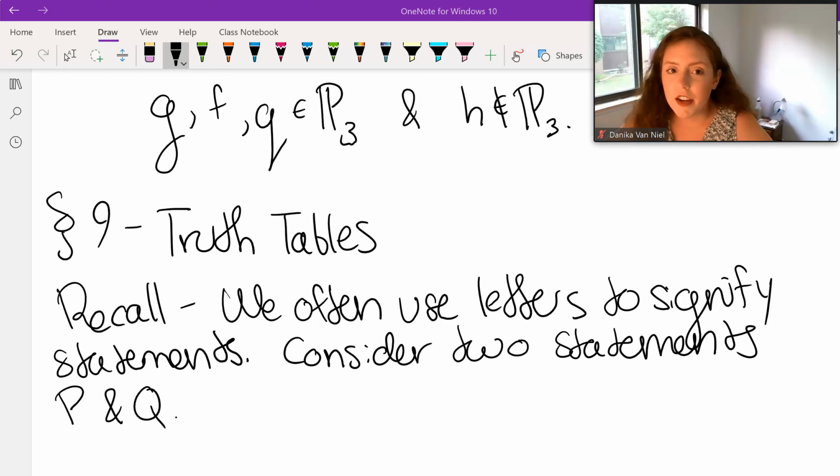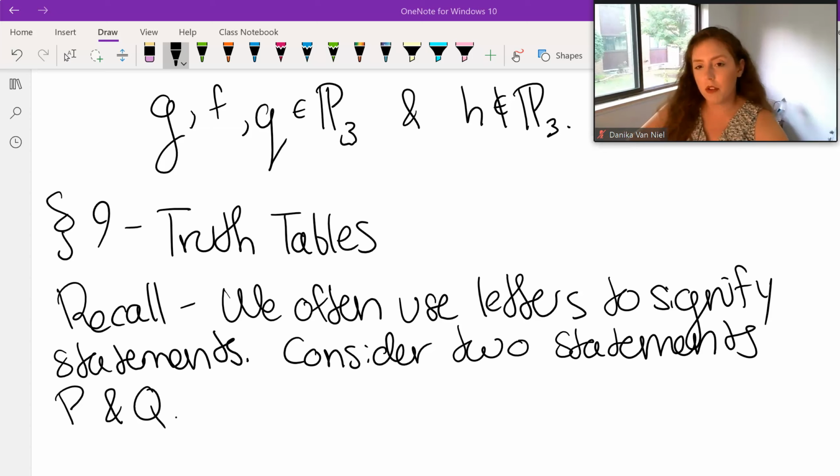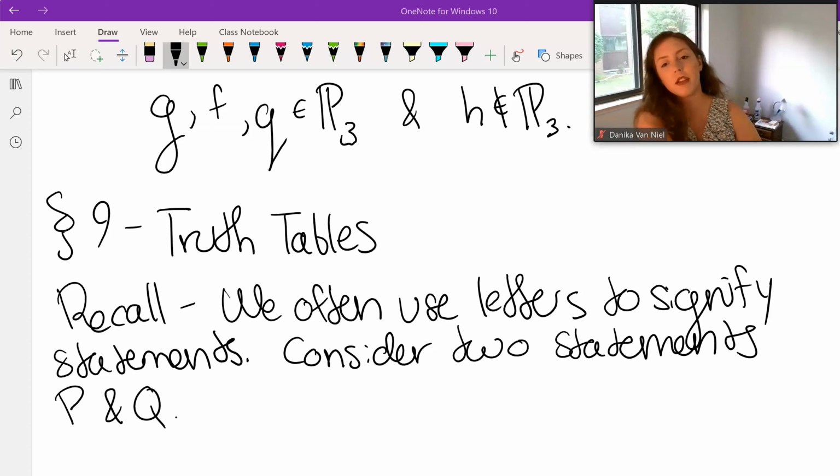Now we're on to our next section, truth tables. So I just quickly want to recall, sometimes we use letters to signify a statement. So consider two statements P and Q. So we don't really know anything about P and Q except that they're statements. So one thing about statements that you probably remember, hopefully, is that they're either true or they're false. They can't be both, and it's also not possible for them to be neither.